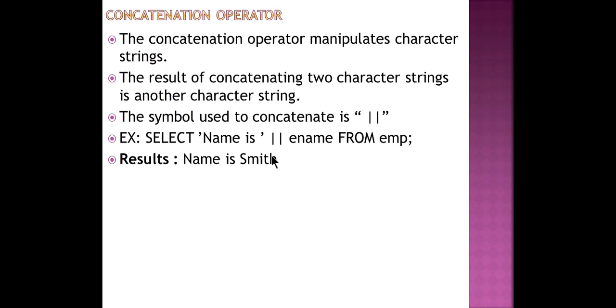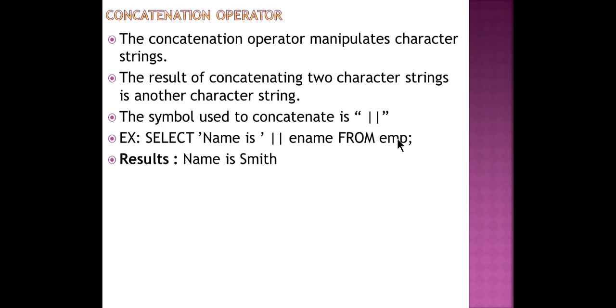Now the concatenation operator. We have seen the use of the concatenation operator in the last video. This is used to concatenate, meaning to join, different messages with different values. One message can be concatenated with other messages, or one message can be concatenated with values, and so on. So here in this case, select 'name is', the string which is supplied in single quotes, is concatenated with the value of the attribute ename. So ename is the column name here from the table emp.